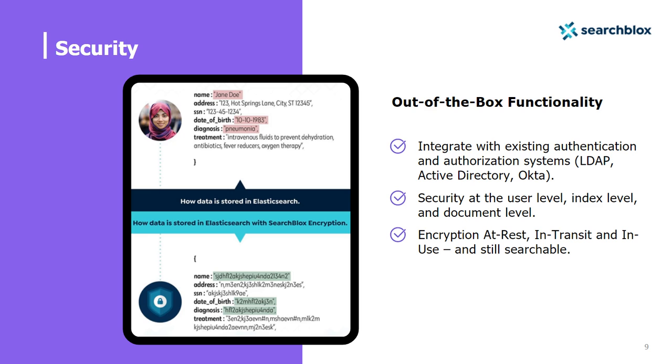Security. When it comes to security, we find that businesses want to integrate search with their existing authentication and authorization systems to ensure that search results are in line with existing employee access permissions. They want security at the user level, index level, and document level, and also encryption at rest, in transit, and in use, yet still searchable. And as we see in the example image here, personal identifiable information that is not encrypted can open an organization to security risks.